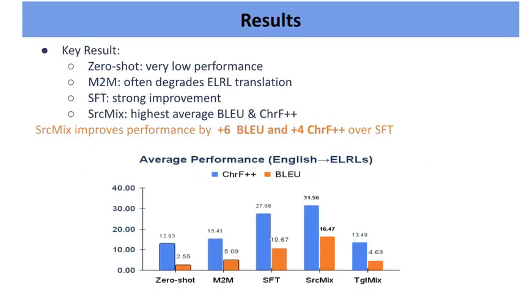Now coming to the results across all 14 languages, this graph only shows the average performance. All the detailed experiment results are available in the paper. If you compare our proposed source mix method with naive multilingual many-to-many translation, it has around 11-point improvement, and compared to supervised fine-tuning, we show a strong result. We see a performance jump of 6 BLEU points and 4 points in chrF++.